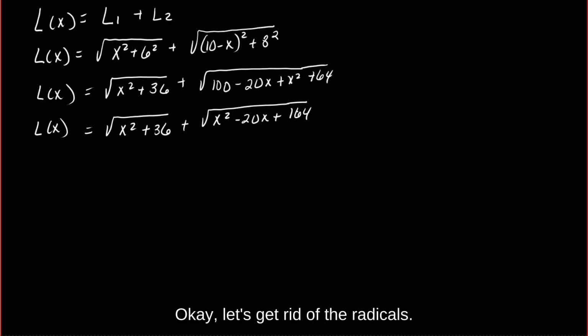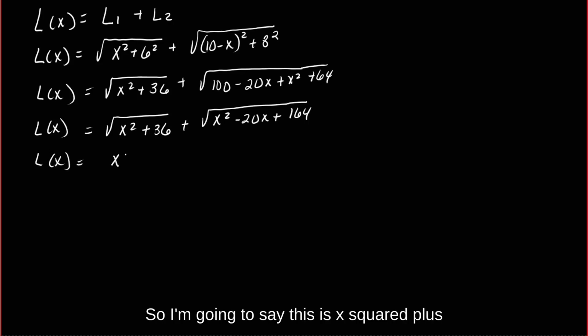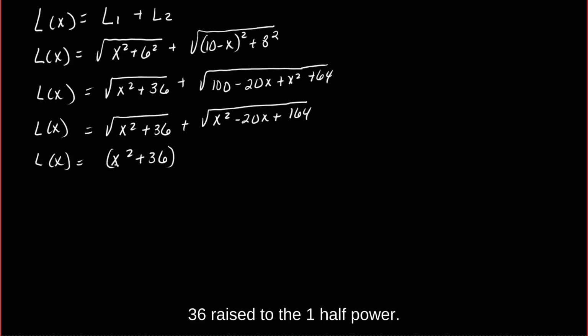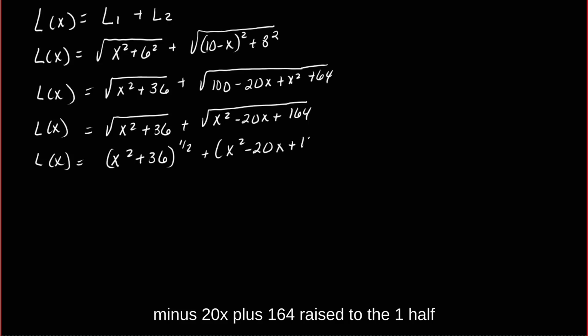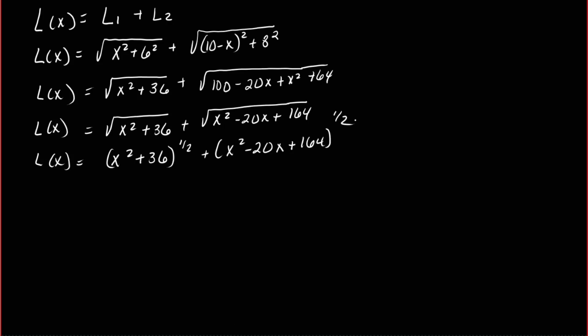Okay, let's get rid of the radicals. So I'm going to say this is x squared plus 36 raised to the 1/2 power. Same thing for the other side. x squared minus 20x plus 164 raised to the 1/2 power.